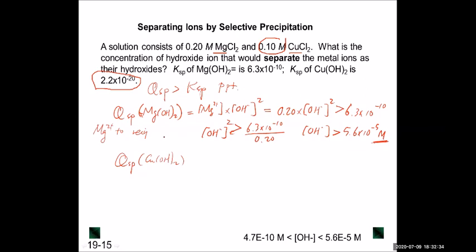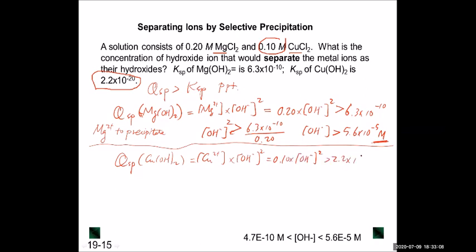Magnesium to precipitate, we should have that. Okay, that's the first part. And then for the copper to precipitate, we calculate the exact same way. And we use copper and hydroxide. We use a copper concentration 0.10 times hydroxide squared, larger than the Ksp of copper, which is 2.2 times 10 to the negative 20.